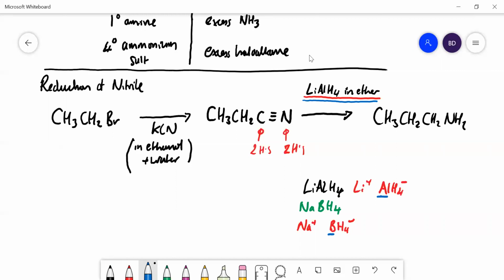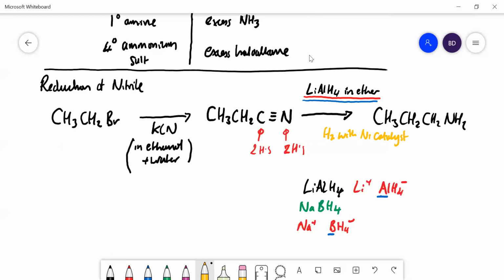There is an alternative there, unfortunately, because it's just something else to remember. You could also use hydrogen gas with a nickel catalyst. That is another reducing agent which will work in that step, but borohydride won't work.